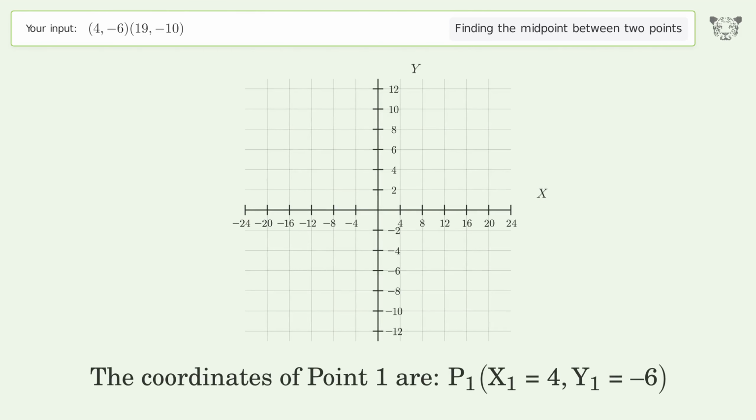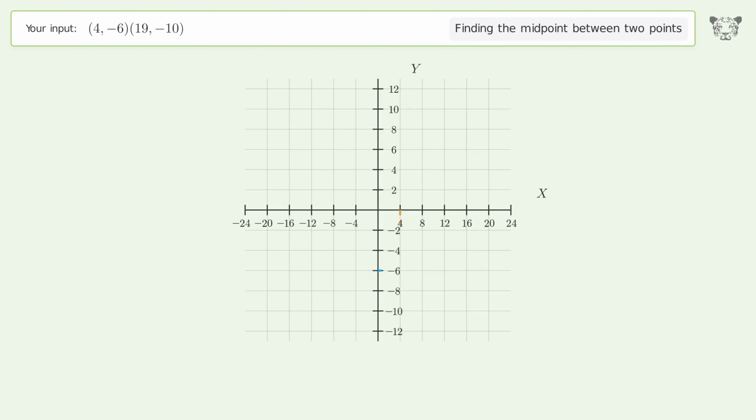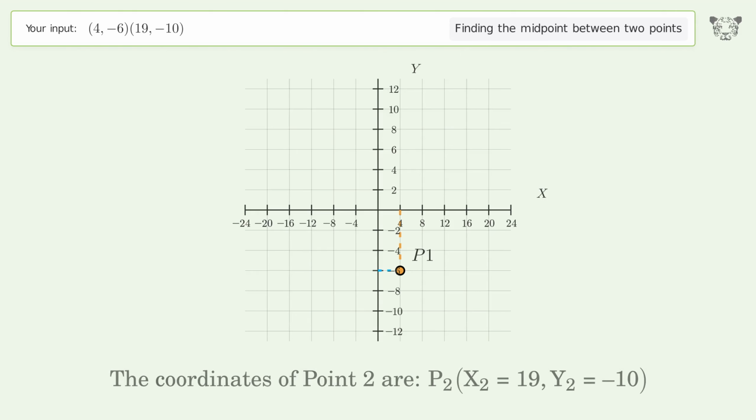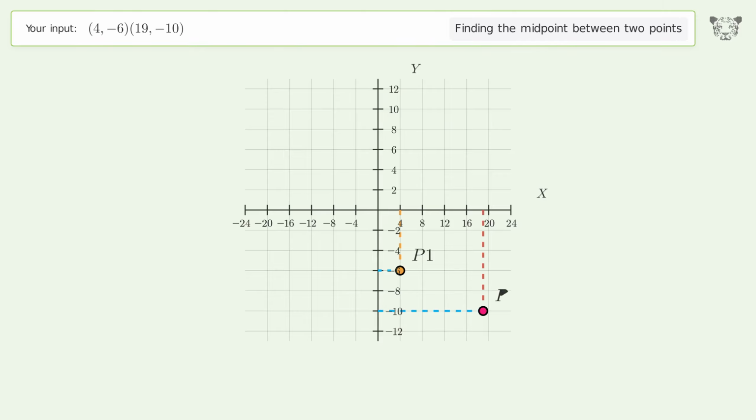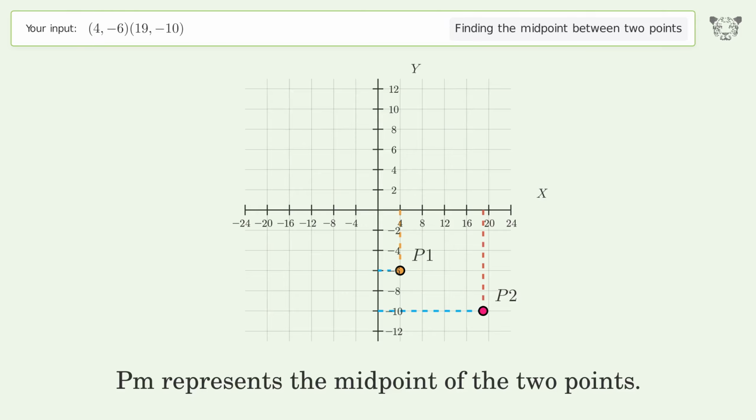The coordinates of point 1 are, x1 equals 4, y1 equals -6. The coordinates of point 2 are, x2 equals 19, y2 equals -10. PM represents the midpoint of the 2 points.